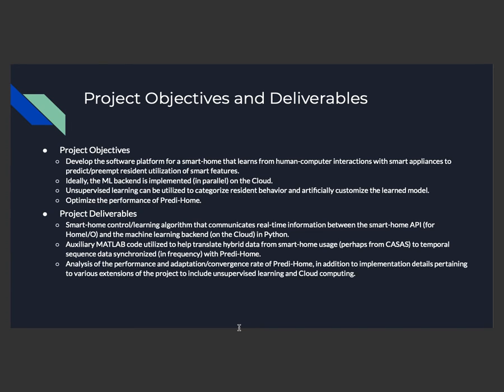Pretty simple. Okay, and the deliverable is just the smart home algorithm that's running in Python. It takes in observations from all the features in the smart home, sends that to the cloud, or actually I'm running the ML on my PC, so it would be run at the edge in this case. But it takes the data, sends it to the machine learning algorithm, updates the model, and uses the model to control the smart home. That would be that part of it. And then also some auxiliary MATLAB code.